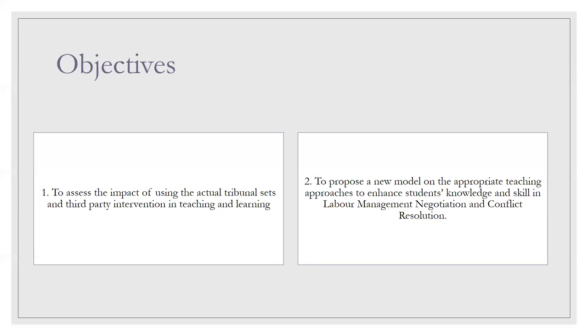So we have two objectives in this research. First, to assess the impact of using the actual tribunal sets and third-party intervention in teaching and learning. In other words, we try to make a comparison between teaching in the classroom setting and in the tribunal setting. So we want to see the differences in terms of knowledge acquisition, skill acquisition, and maybe experience acquisition. The second objective is to propose a new model on the appropriate teaching approaches to enhance student knowledge and skill in labor management negotiation and conflict resolution.